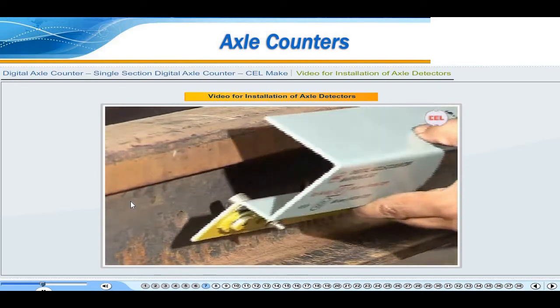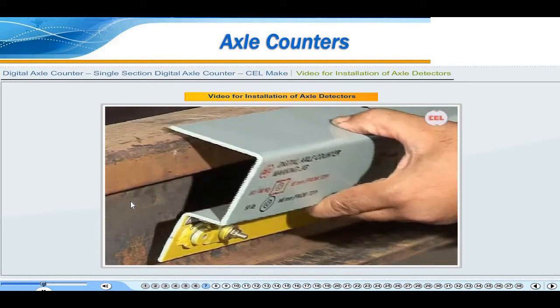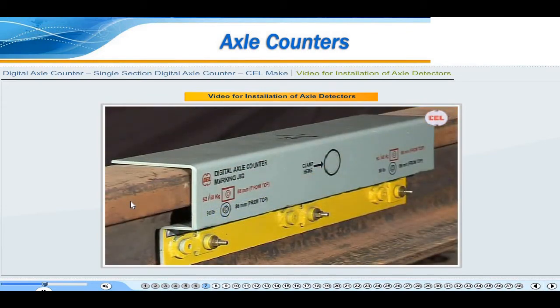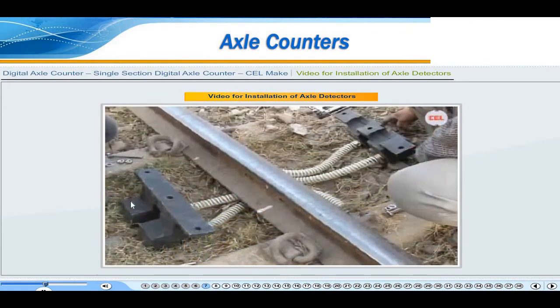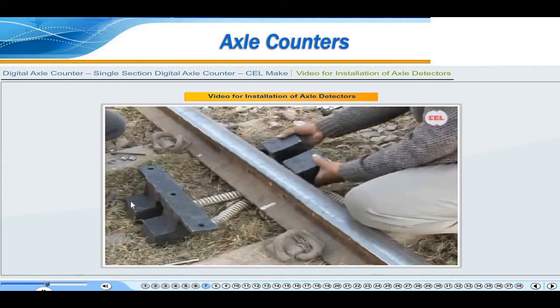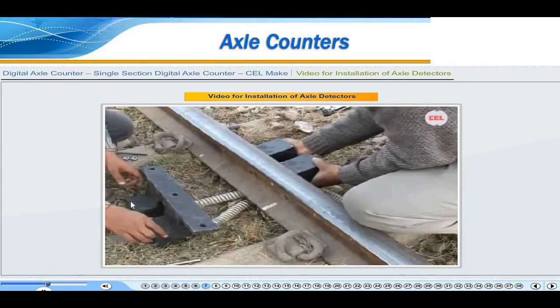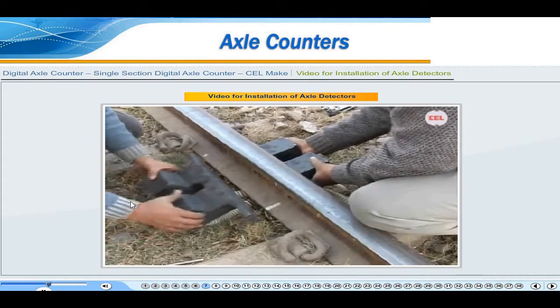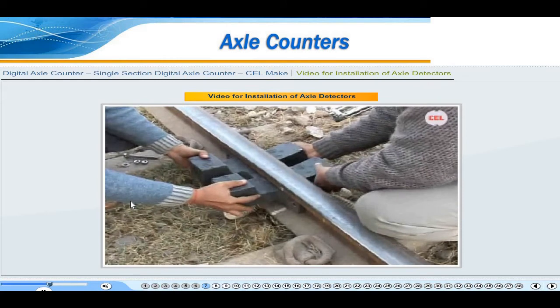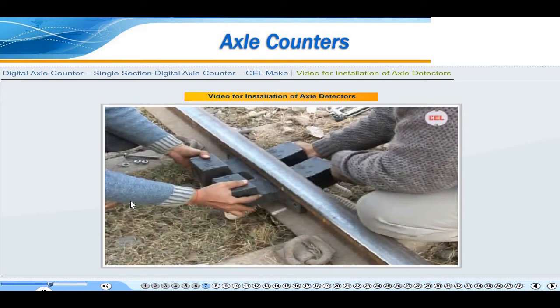Verify the position of holes by fixing the marking jig with a clamp properly. Now fix the transmitter coil assembly, that is 21 kHz and 23 kHz, on the outer side of the rail. Then fix the receiver coil assembly, that is 21 kHz and 23 kHz, on the inner side of the rail.